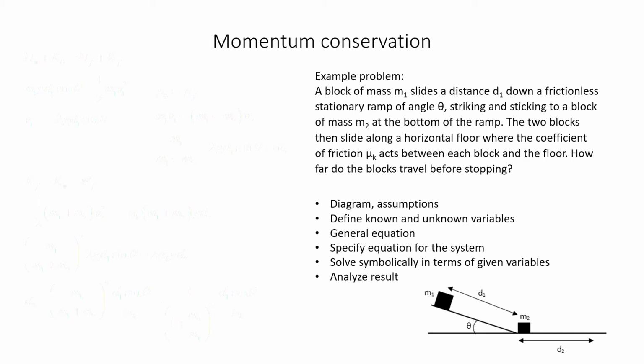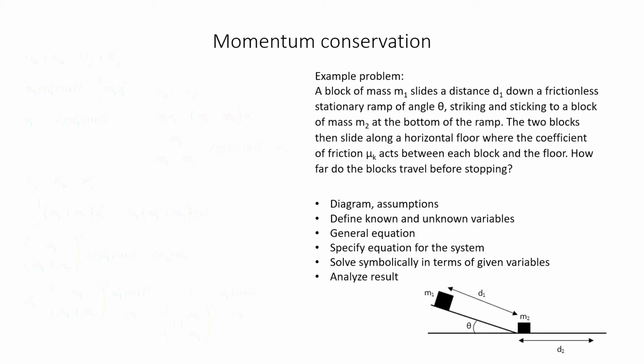All right, let's do another more complicated problem. Here we have a block of mass m1 sliding a distance d1 down a frictionless stationary ramp of angle theta. It strikes and sticks to a block of mass m2 at the bottom of the ramp. The two blocks then slide along the horizontal floor with a coefficient of friction μk acting between each block and the floor. How far do the blocks travel before stopping?